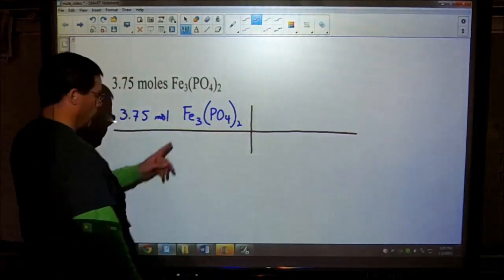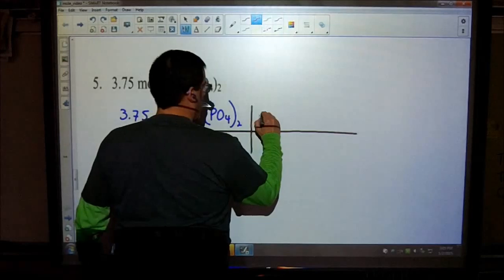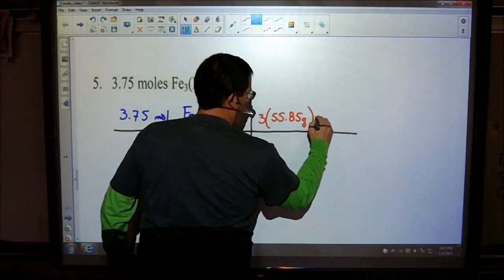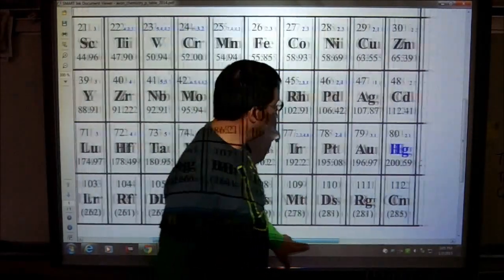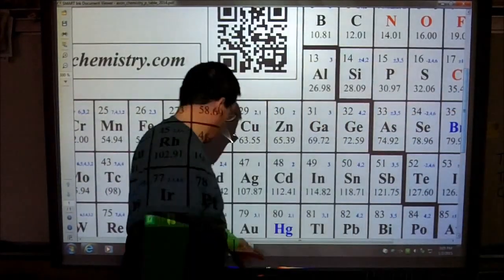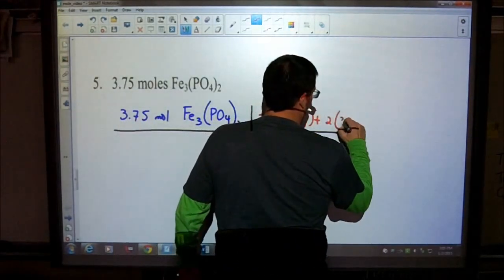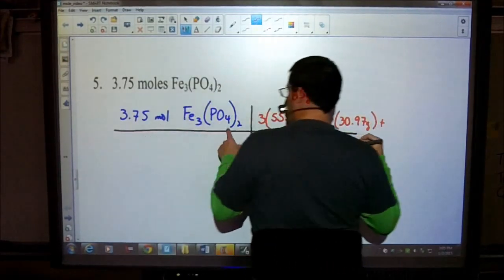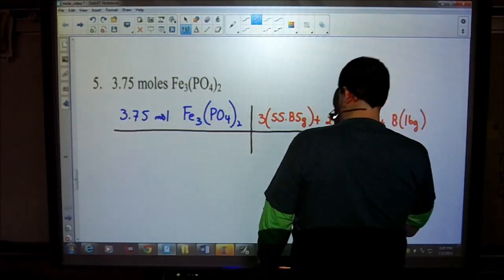And in this case, we have 3 irons. So iron is 55.85. And we have 2 phosphorus, which is 30.97, which is over here, 30.97. And there are 2 phosphorus. And we have 4 times 2, which is 8 oxygen.